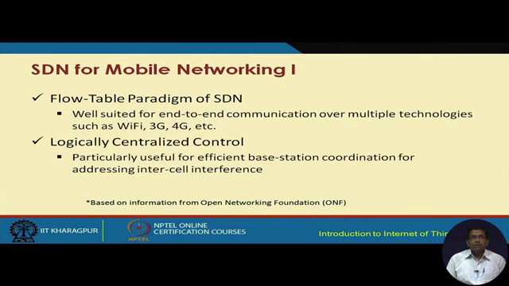Two things are important, and this information has been adopted from the Open Networking Foundation, when we want to adopt SDN for mobile networks. One is the flow table paradigm of SDN, which is well suited for end to end communication over multiple technologies such as Wi-Fi, 3G, 4G and so on. The other one is the logically centralized control, which is particularly useful for efficient base station coordination for addressing intercellular interference. We are going to talk about each of these in slightly more detail in the next little while.